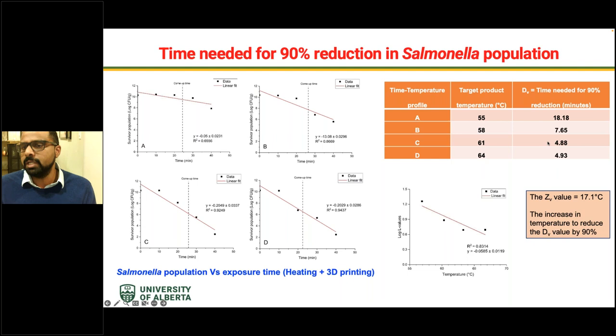And here we also used a subscript called DV because that indicates variable temperature. In the case of decimal reduction time determination, we always use a constant temperature. But in the case of 3D printing and heating, there is a temperature increase happening and then it becomes constant. So we use DV to indicate the decimal reduction time. And we also determined the Z value for the Salmonella.